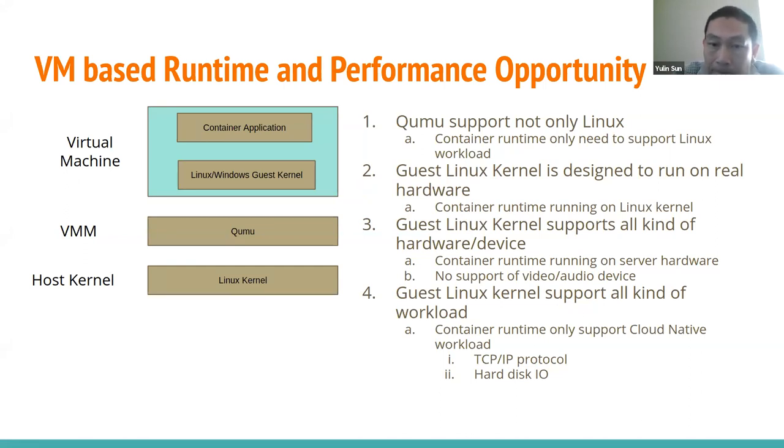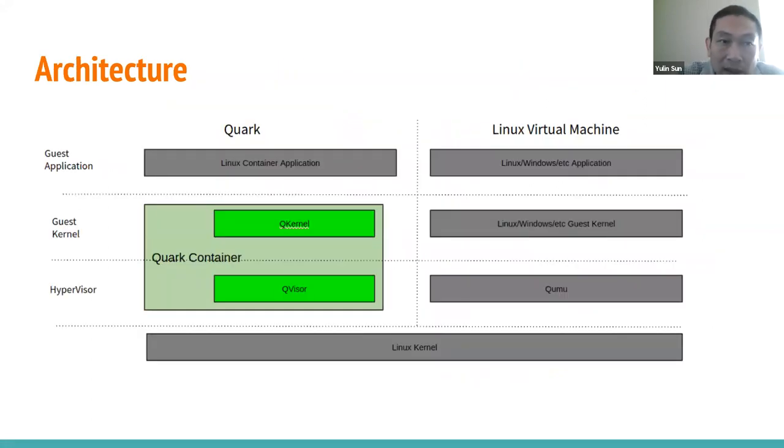The Linux kernel supports all kinds of workloads. But for a secure container, the target workload is the majority cloud native workload. Its work items are TCP/IP protocol, hardware disk IO, and cloud based IO, for example S3, a virtual disk IO where the data is eventually stored in the cloud. We can do more optimization for that. So we designed an environment, Quark, targeted just at the container runtime, just for container workloads.